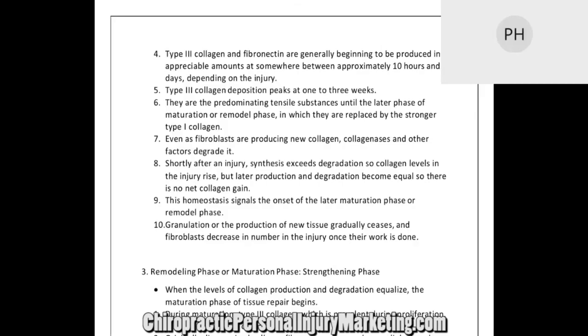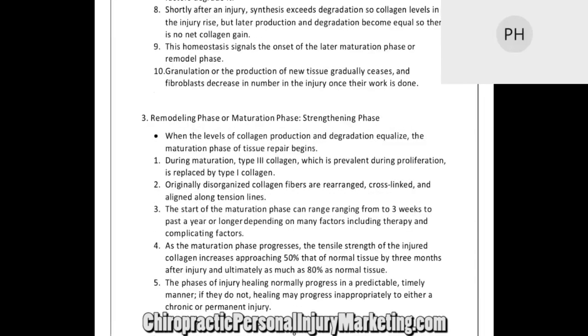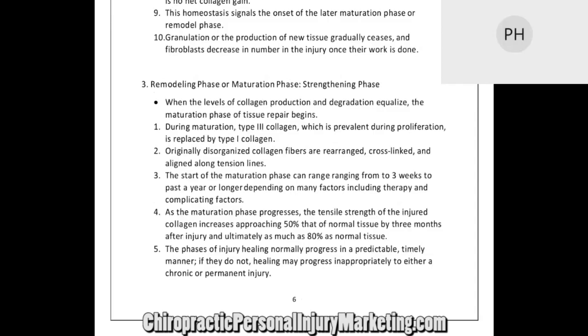Granulation, or the reproduction of new tissue, gradually ceases, and fibroblasts decrease in number in the injury once their work is done. So there's no more synthesis in that repair phase. Now we're on to the remodel phase. Synthesis of collagen is done. Remodeling phase, or maturation strengthening phase.